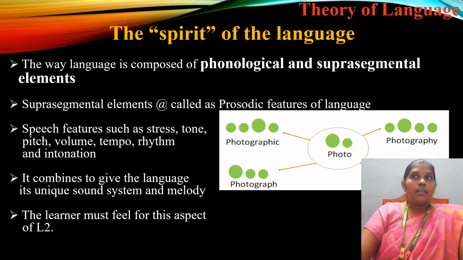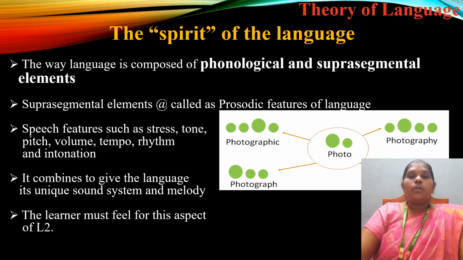Second one is the very important thing about the uniqueness of the language, that is called the spirit of the language. So what is that spirit of the language, and what is it composed of, what does it consist of? So the concept is very simple. The way language is composed of certain elements is called spirit of the language. So according to Gattegno, he sees language is composed of two elements. First one is phonological elements, second one is suprasegmental elements.